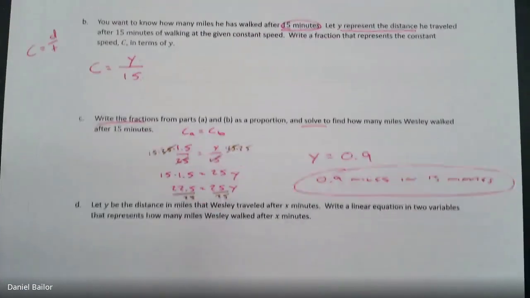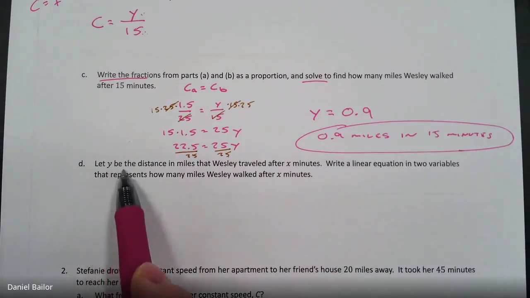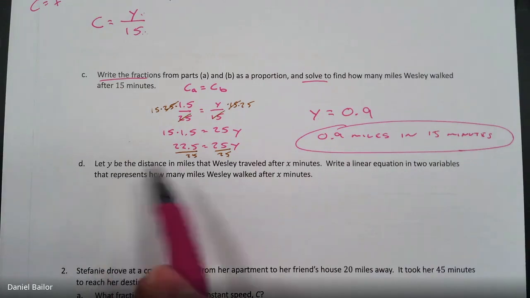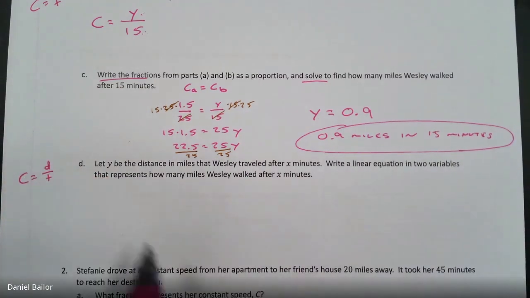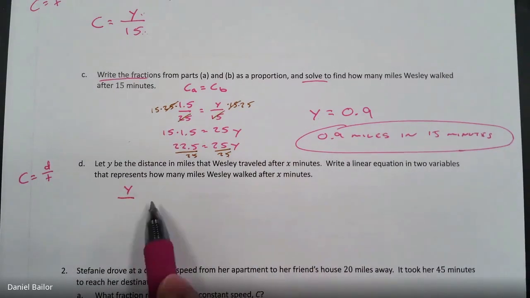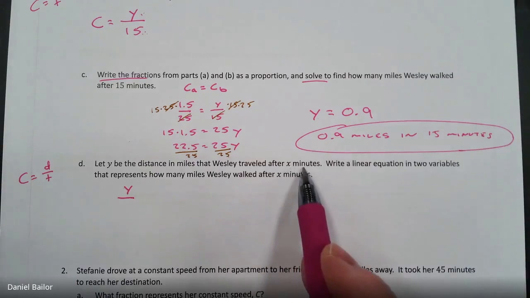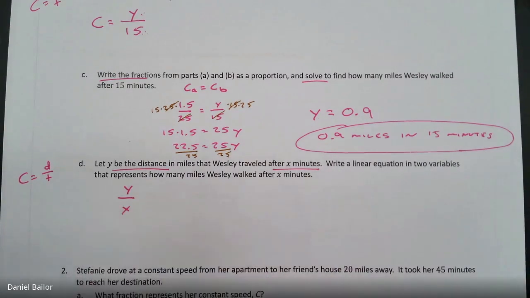Now part D is going to be something a little bit different. It says, let y be the distance in miles. So y is the distance. And remember, the speed is distance divided by time. So y is the distance, so y is in the numerator. And x is the minutes. So y is the distance in x minutes. So x is the time. Now we don't have any numbers.